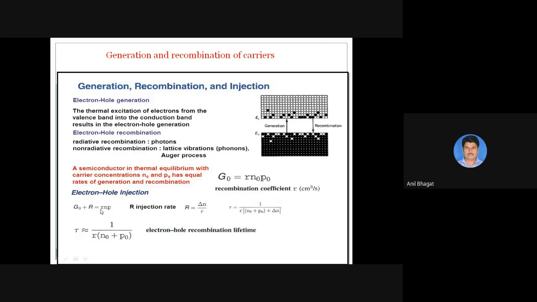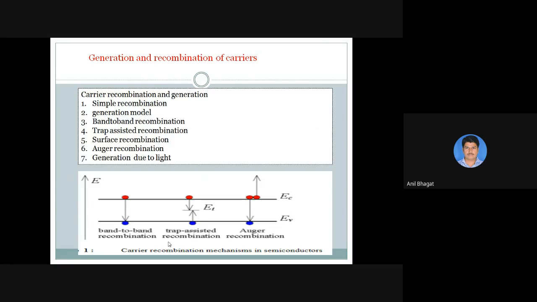So G0 plus R n p, the injection, and now tau is nothing but the actual electron-hole pair recombination lifetime. So 1 upon R is nothing but the recombination coefficient, times, in brackets, the sum of both the charged particles. So generation and recombination of carriers are of 7 types.